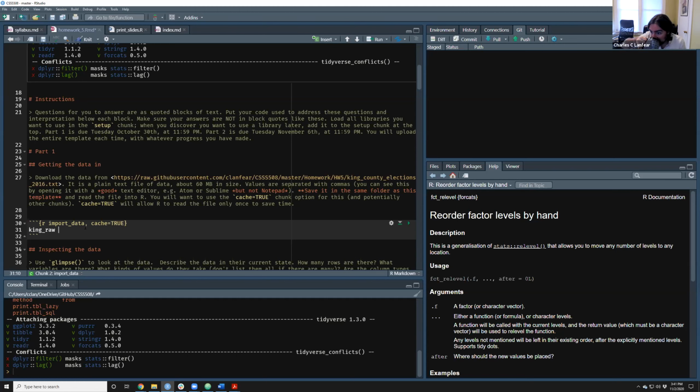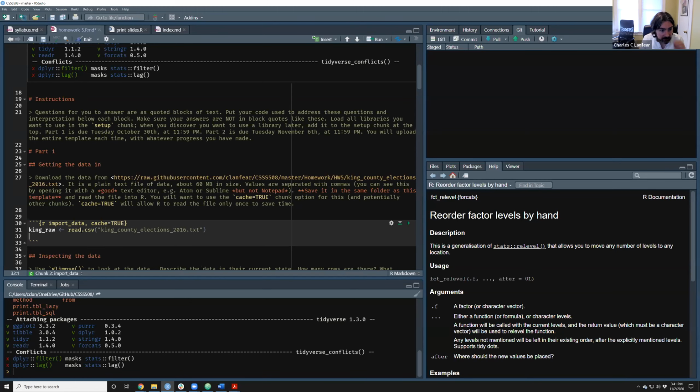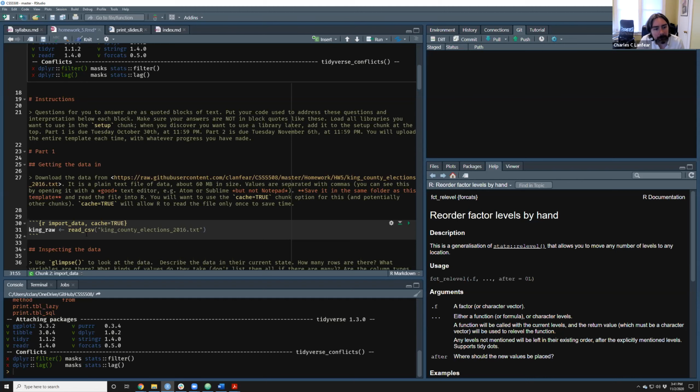Oh, yeah, I like the look of that. Okay, so here you've used read.csv, which works perfectly fine. I'm going to use the slightly different tidyverse one, just because I'm trying to be consistent with it. So this is just saying we are going to read in a CSV file. We're going to read in King County Elections 2016. And notice that the file itself is a .txt file, not a .csv file. It is a comma-separated values file.